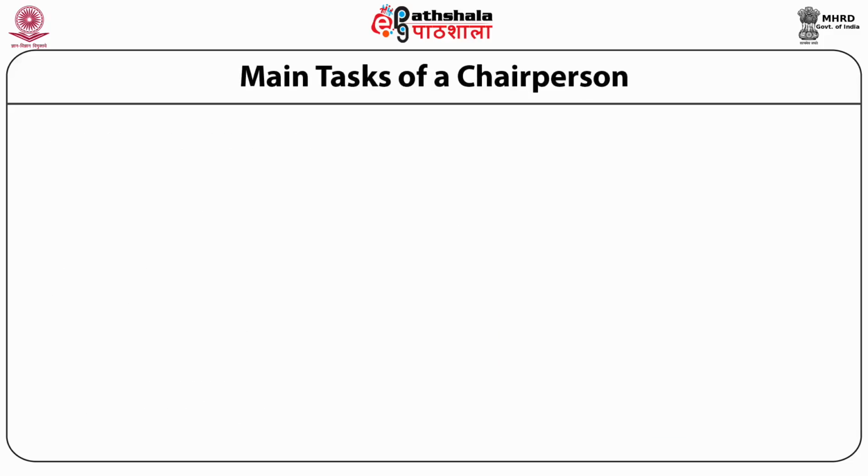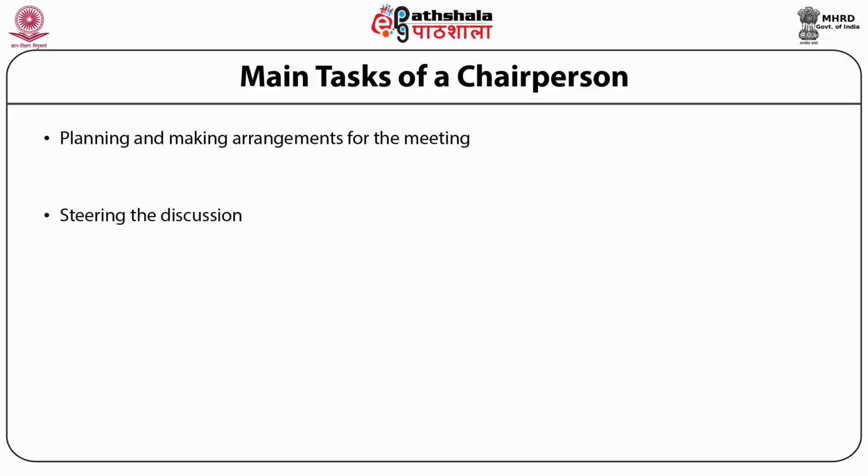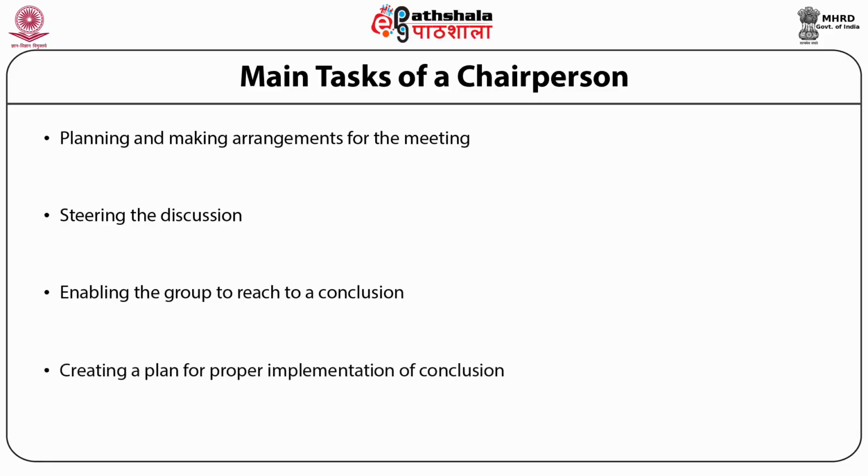In short, we can say that a chairperson of a meeting has to perform different tasks like planning and making arrangements for the meeting, steering the discussion, enabling the group to reach a conclusion, and creating a plan for proper implementation of the conclusion.